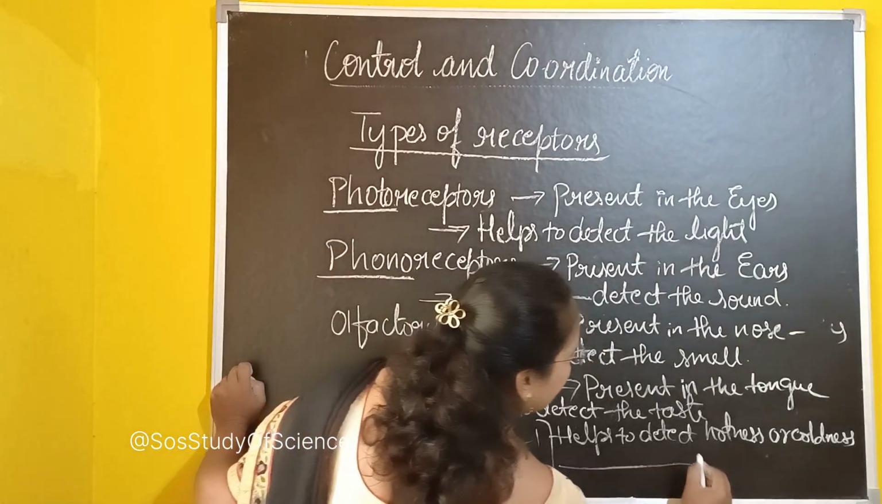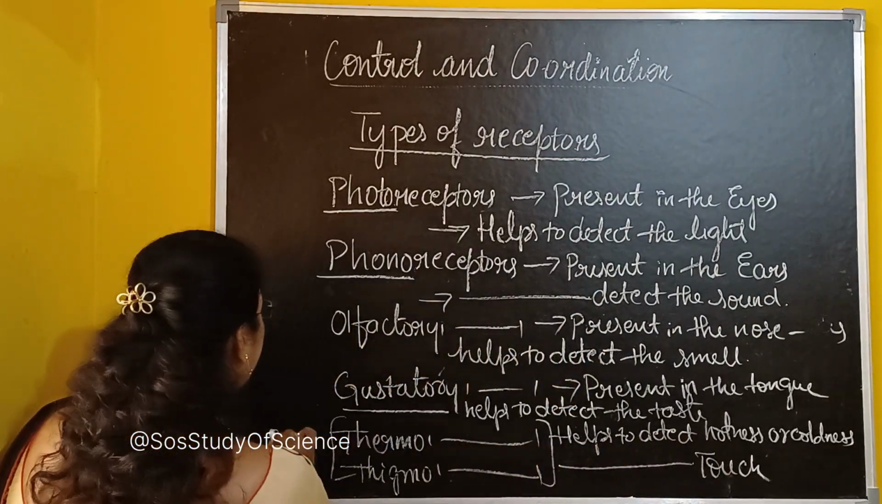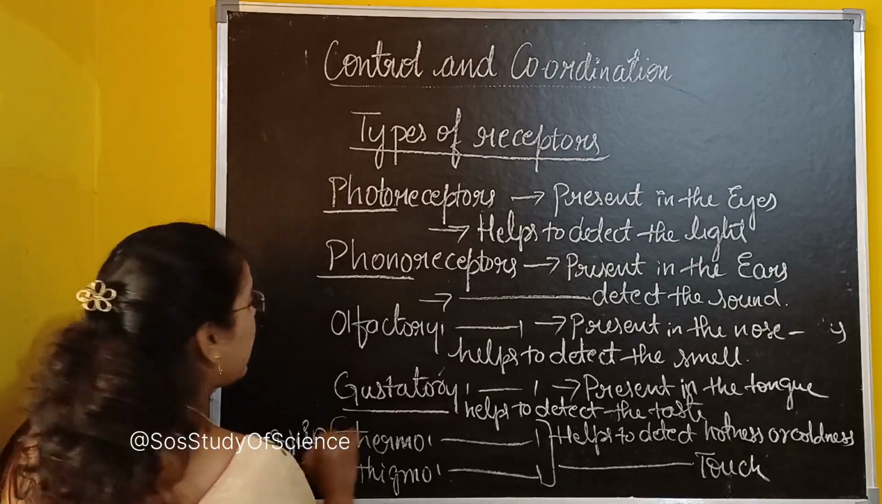Thigmo receptors help to detect touch. So where are they present? They are present in the skin.